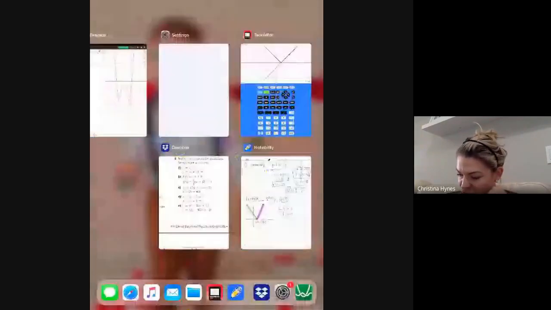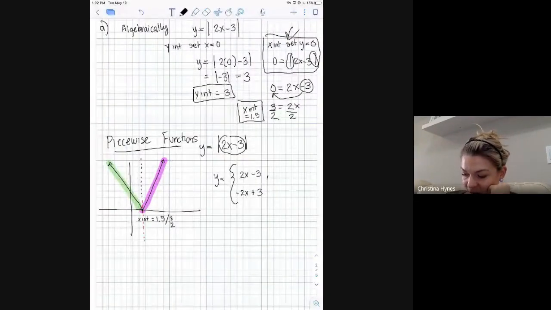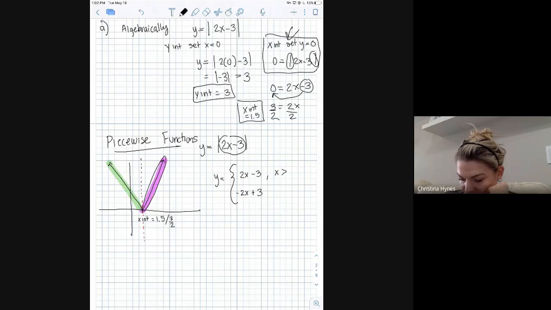So for my first equation, I'm saying I want the part of the graph of 2x minus 3 where x is greater than, because it's to the right. I wanted this piece right here being recreated, and that's to the right of the x-intercept. So x is greater than 1.5 or 3/2. So this is like a cut. I'm cutting my graph to give me this purple line right there.